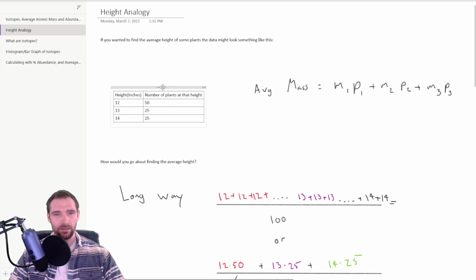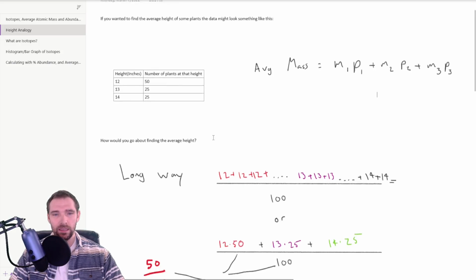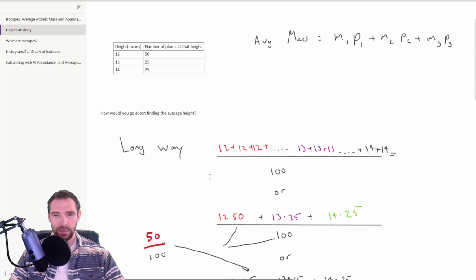So if you think about a lab where you measure the height of some plant, maybe there's 100 plants, and so you can say 50 of them are 12 inches tall, 25 are 13 inches tall, and 25 are 14 inches tall. You could write this out like that. You've probably done some average problems where you add up 10 different numbers and then divide by 10, right? And you get the average. You can do the same thing here.